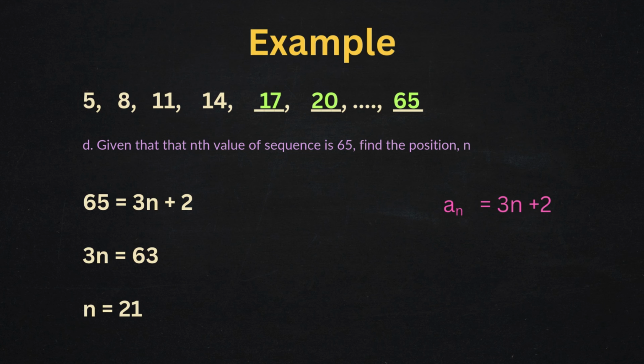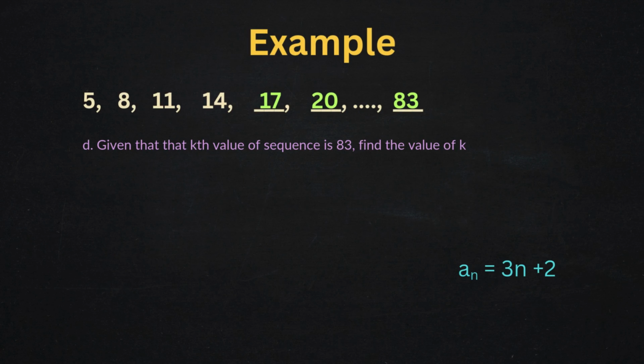There we have it. The value 65 is present at position 21. Hope this further clarifies the difference of n and an. Okay, next question. Given that the kth term of a sequence is 83, find k. This means somewhere in the sequence, the value 83 appears at a specific position. We have to find which position that is.